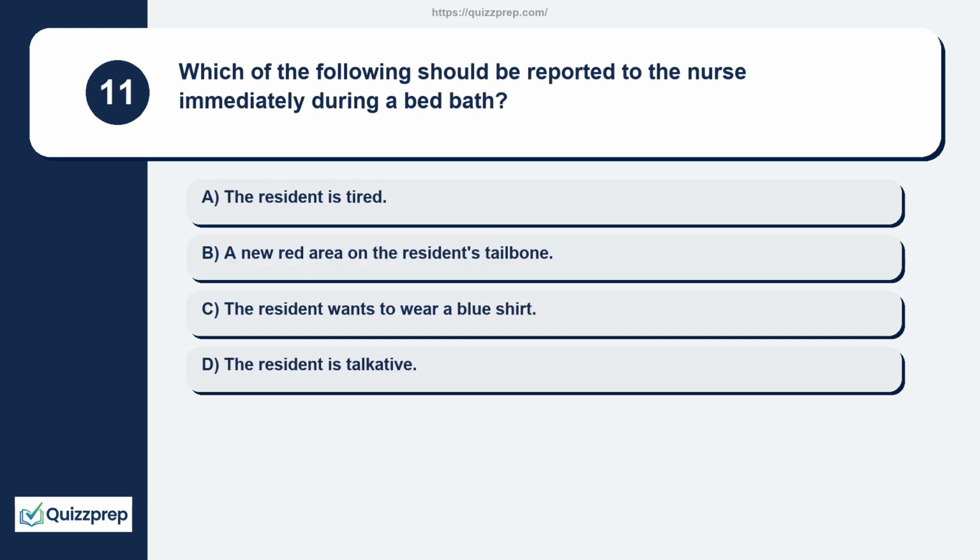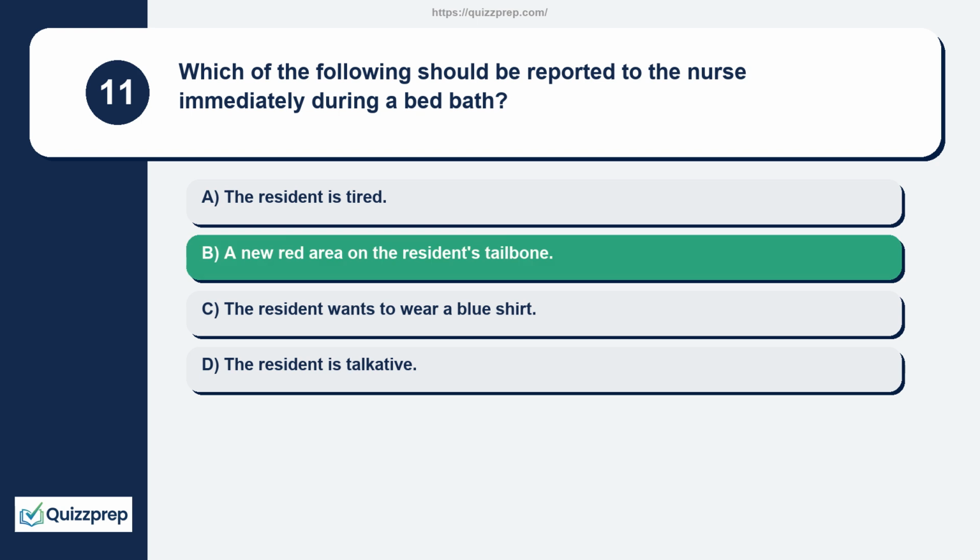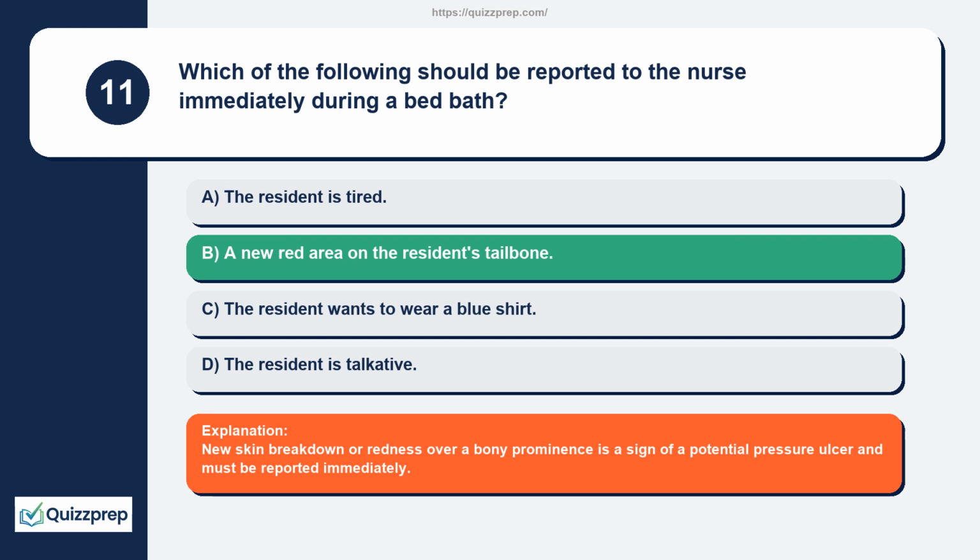Question 11. Which of the following should be reported to the nurse immediately during a bed bath? The resident is tired. A new red area on the resident's tailbone. The resident wants to wear a blue shirt. The resident is talkative. New skin breakdown or redness over a bony prominence is a sign of a potential pressure ulcer and must be reported immediately.